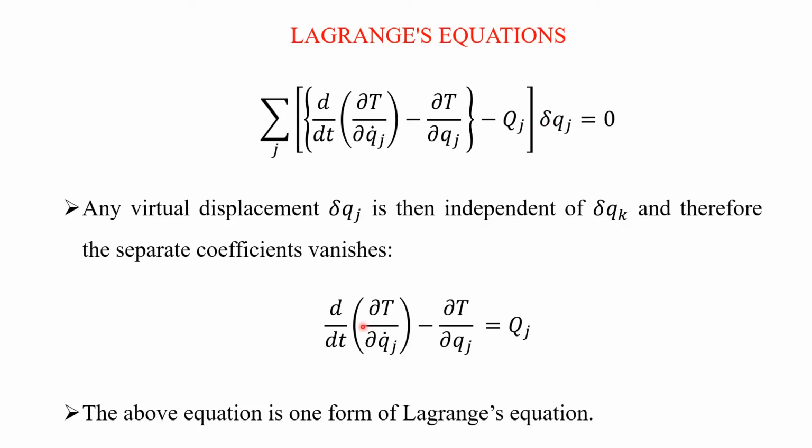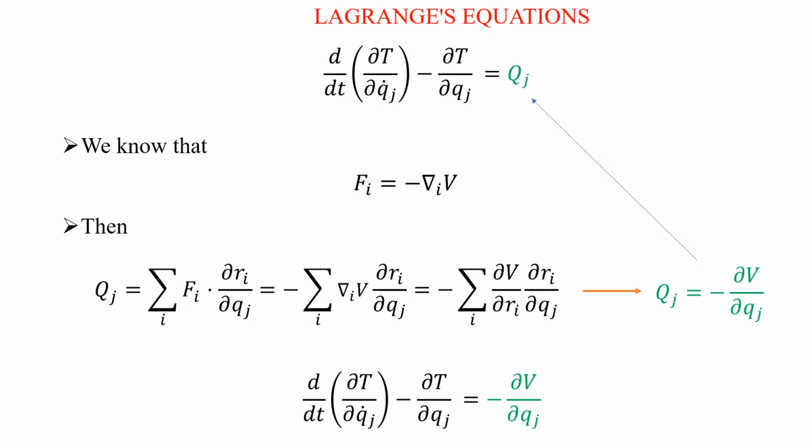So this can be rewritten as the time derivative of delta T over delta q dot j, minus delta T over delta qj, which is equal to Qj. The above equation is one form of the Lagrange equation. We will see the final Lagrange equation within a few minutes. So we have arrived at this expression.